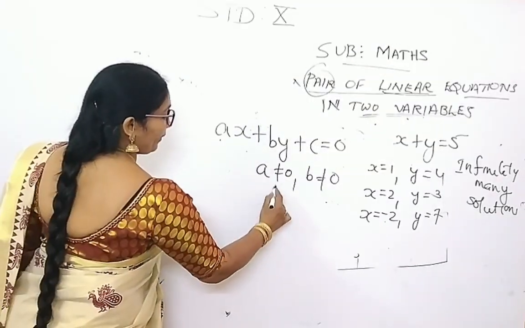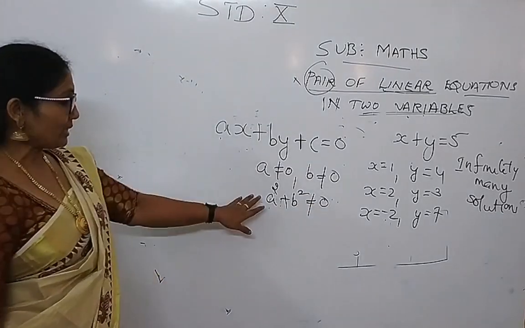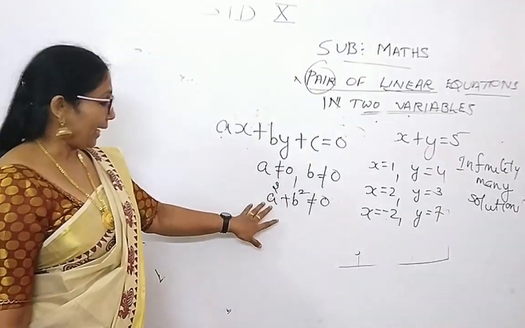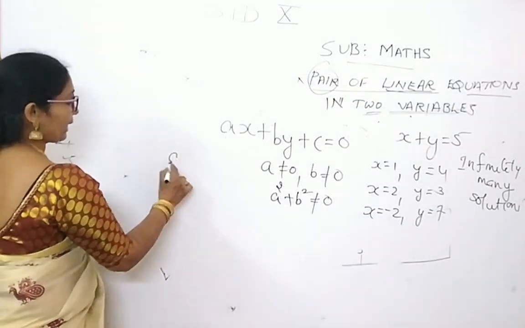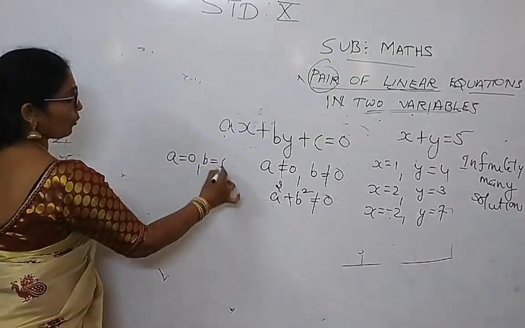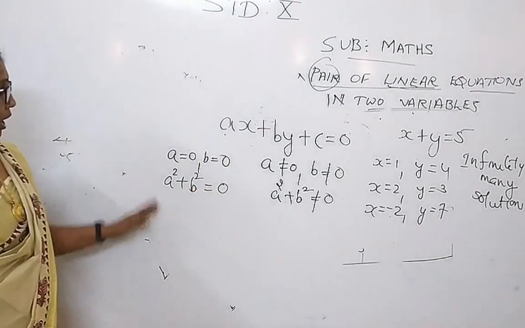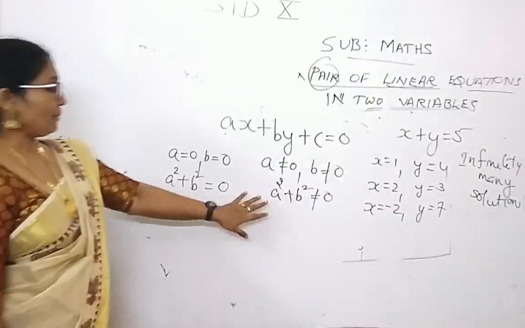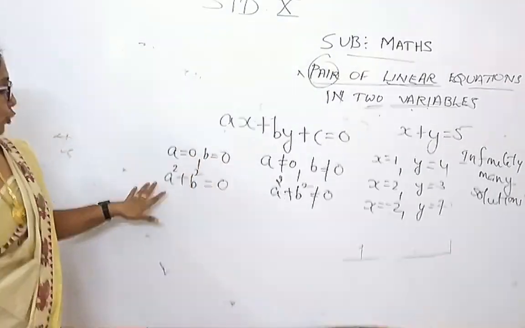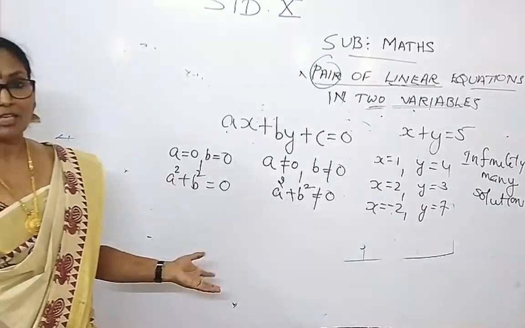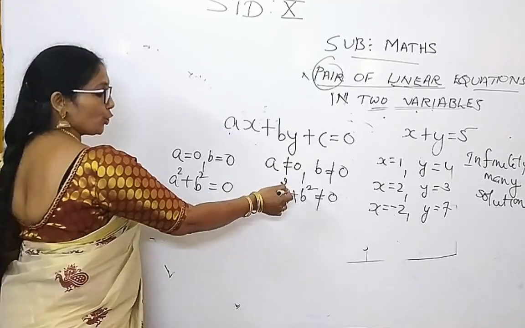Simultaneously, what you can write is that a square plus b square is not equal to 0. What is the meaning of that? Because you know that a square plus b square is 0 only in the case that a is 0 and b is 0. In all the other cases, whether a is a positive integer or a negative integer, you are never going to get a square plus b square equal to 0. That means a square plus b square is not equal to 0.